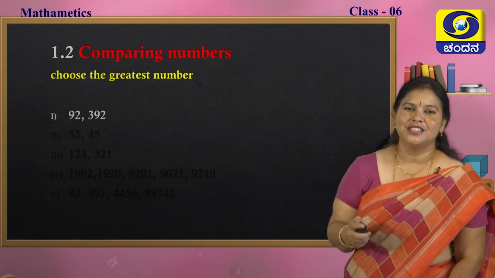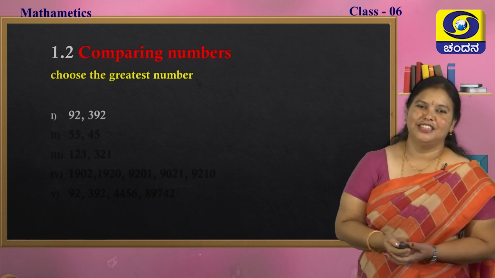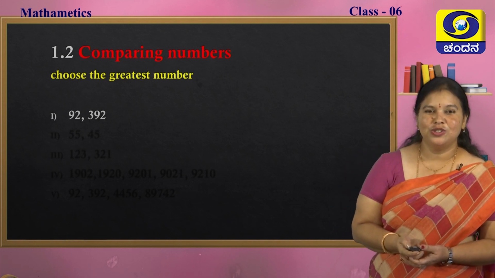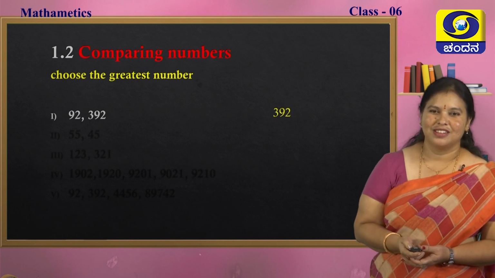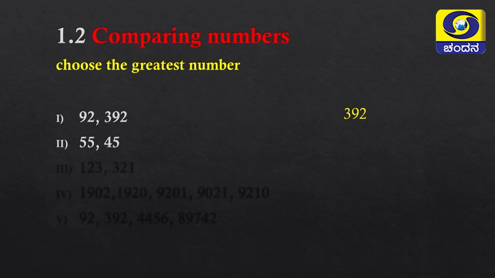Okay, we'll take the first example, 92 and 392. Among these two numbers, which one is the greatest number? Yes, it is 392. Okay. Next, 55 and 45. Among these two numbers, you can easily identify, no? Yes, 55 is the greatest number among these two numbers. Yes, our interesting numbers are coming. 123 and 321. Among these two numbers, yes, 321 is the greatest number.